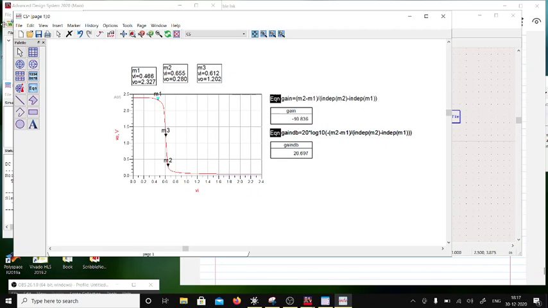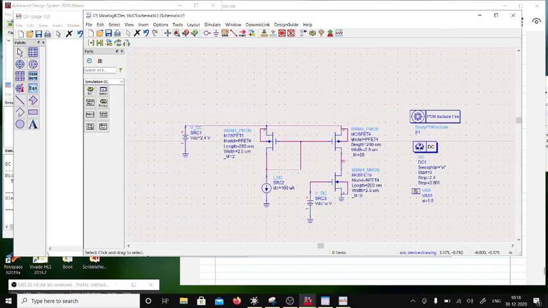Okay, roughly over here, and let's bring this over here. Okay, so the gain has become 28 dB or minus 25. So now you see that increasing the L has really increased the RDS, and as the RDS goes up, the gain goes up, right? So this is one way of improving gain.